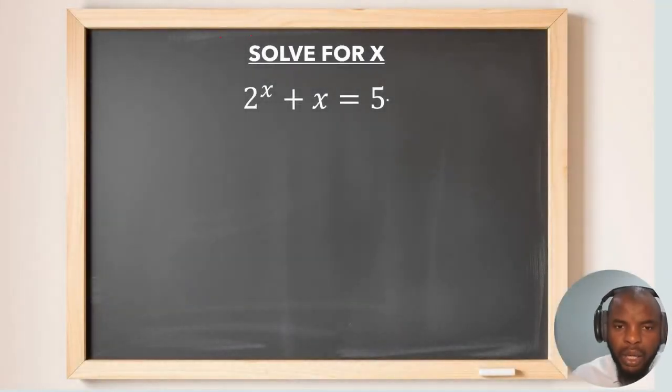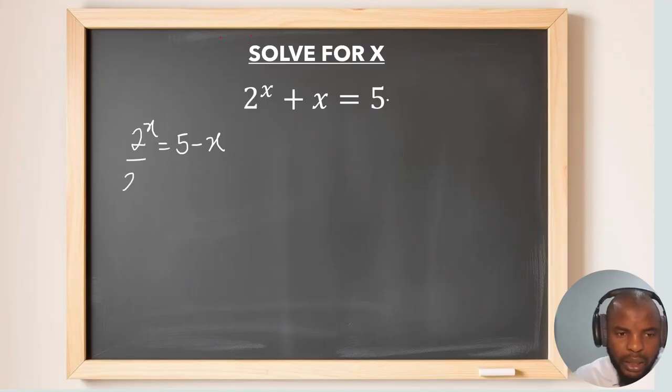In this problem, I want to solve for x. Writing this given equation, this is going to be 2 to the power of x equals 5 minus x. Then, let's divide both sides by 2 to the power of x. By doing that, here we're going to have 5 minus x divided by 2 to the power of x.